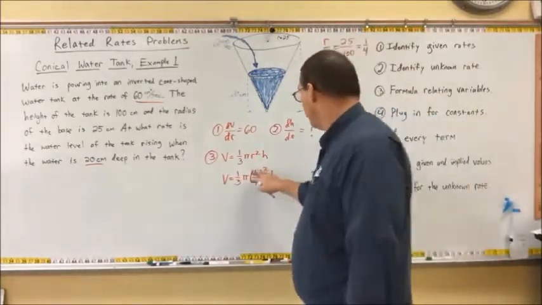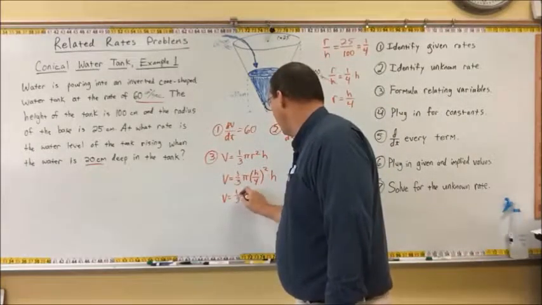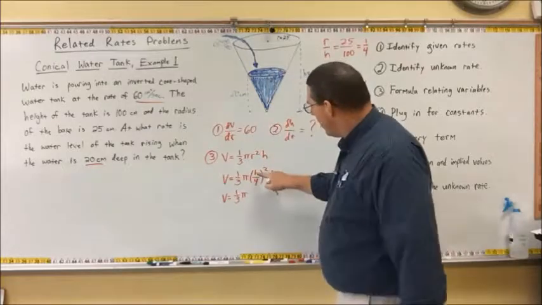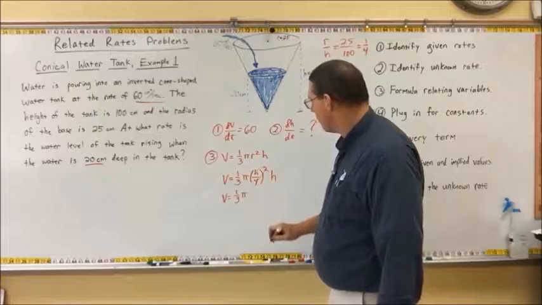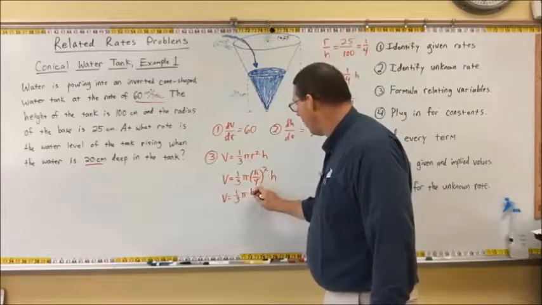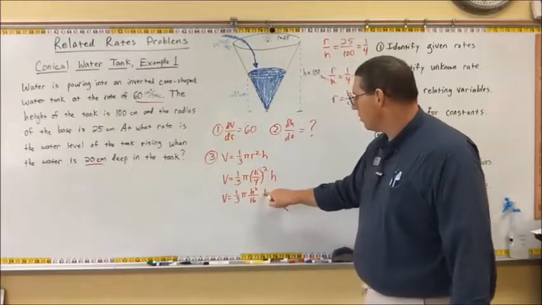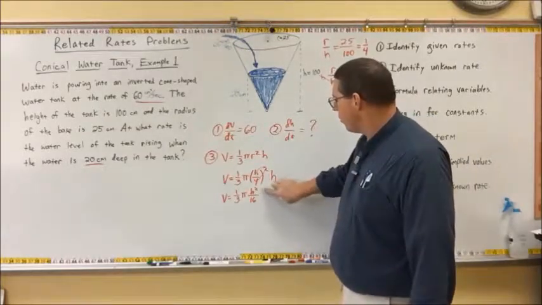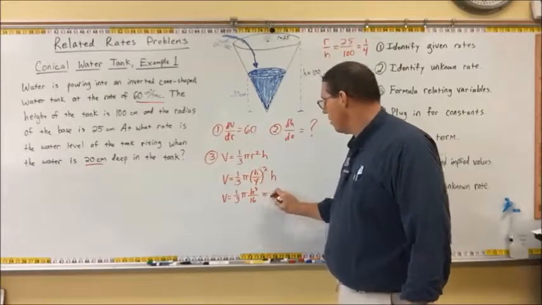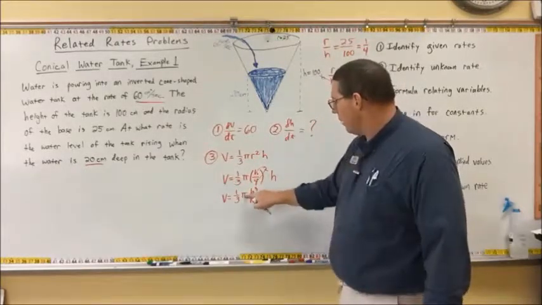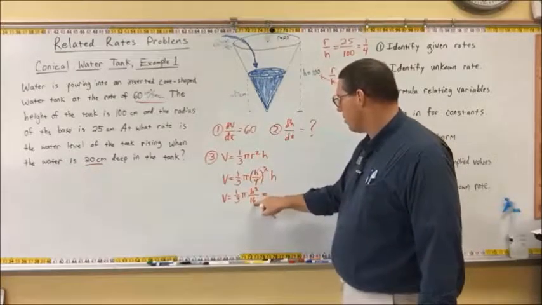Okay, so to clean this up, volume equals 1/3 pi, and then height over 4 squared. I have to square height and I have to square the 4. So I'll get height squared over 16 times height. Well, height squared times height is height to the 3rd power. So this is h to the 3rd power. And this can be cleaned up even more here. I can put the pi with the height, or I can do the 1/3 times the 16 here.